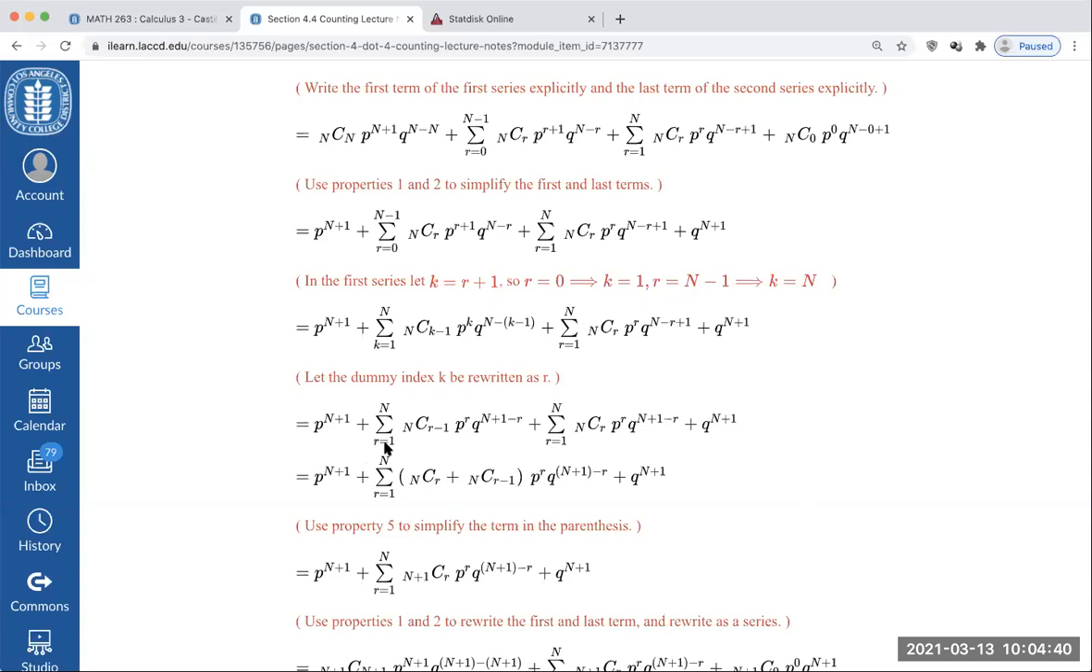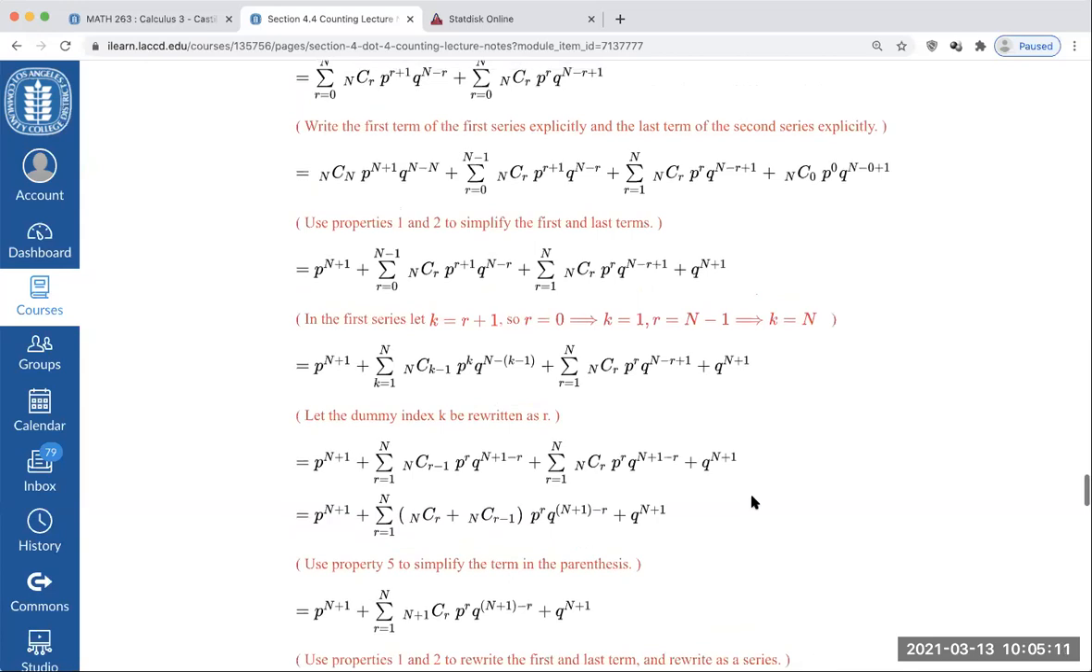Notice the sum here goes from R equaling 1 to capital N, in both sums. This is P to the R, this is P to the R, and this is Q to the capital N plus 1 minus R. So I'll factor those out. And then this first term is capital N CR, and this term is capital N C R minus 1.